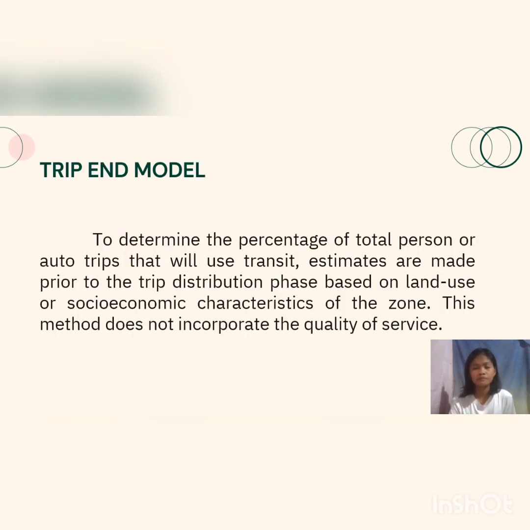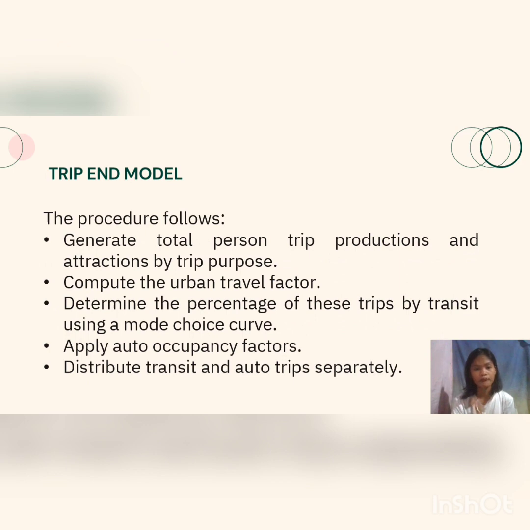To determine the percentage of total person or auto trips that will use transit, estimates are made prior to the trip distribution phase. Based on land use or socioeconomic characteristics of the zone, this method does not incorporate the quality of service. The procedure follows. First, generate total person trip production and attraction by trip purpose, from trip generation. Then compute the urban travel factor. Determine the percentage of these trips by transit using a mode choice curve. Apply auto occupancy factors. Distribute transit and auto trips separately.